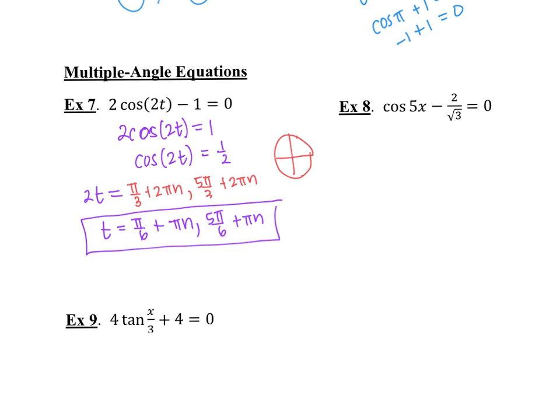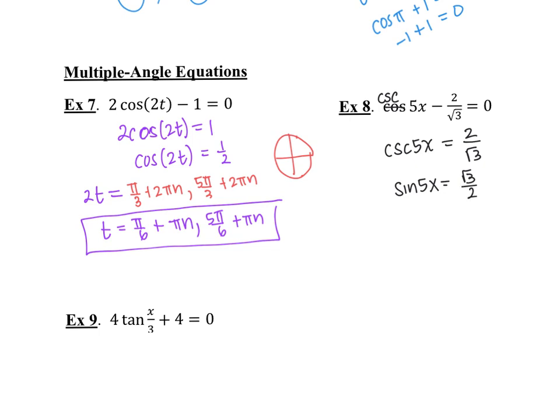Let's try that again with the next one. Oh, except I can see there's a typo. Change that to cosecant. I'll fix it before class. I'm going to isolate the cosecant by adding the 2 over root 3, which means I can take the reciprocal. Sine of 5x equals root 3 over 2.